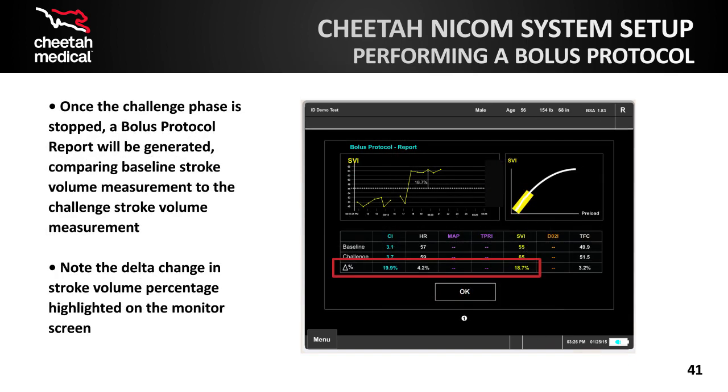Once the bolus protocol is complete, a bolus protocol report will be shown on the screen with the same parameters shown as on the PLR protocol report. Again, this report highlights where the patient resides on the Frank-Starling curve, as well as the delta percentage change in stroke volume, which is important for assessing fluid responsiveness of the patient.